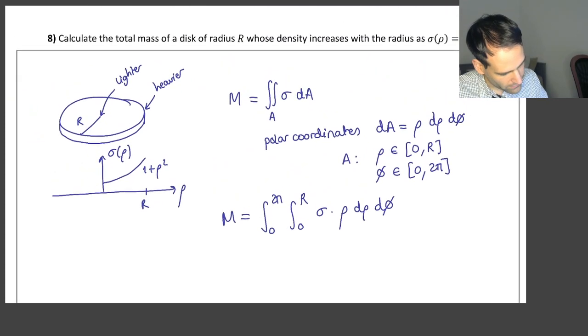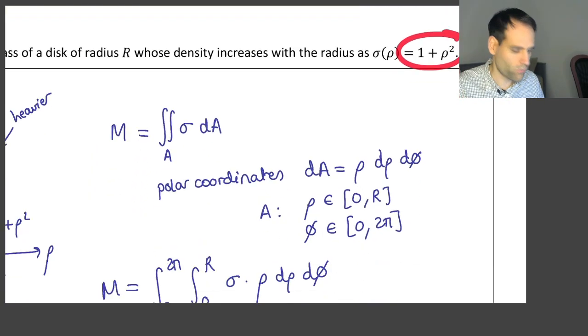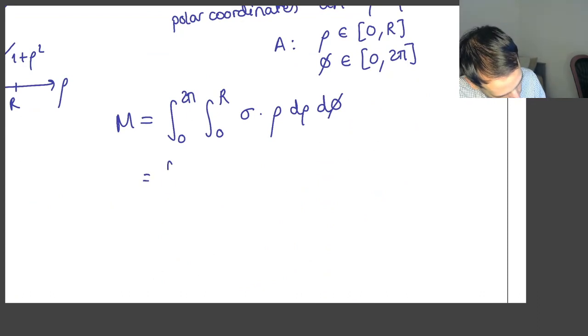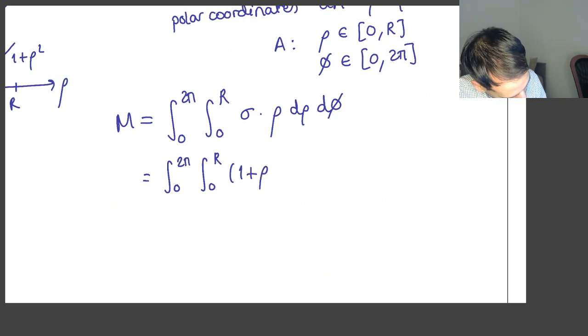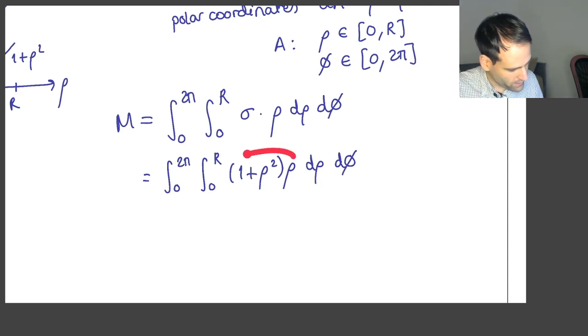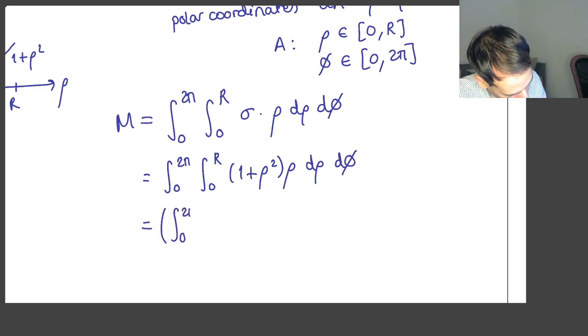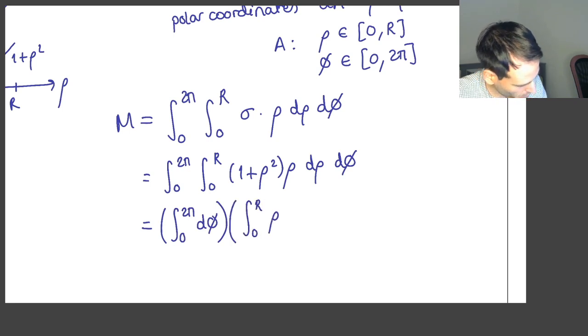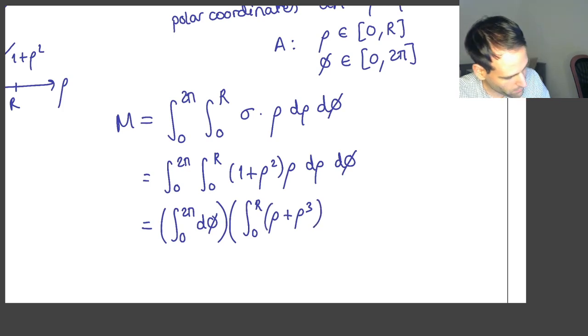But we know that sigma is this function here, 1 plus rho squared. So we substitute it, times rho d rho d phi. Now, this can be written as a function of rho times a function of phi, which is 1. So we can do separation of integrals. This is equal to the integral from 0 to 2 pi of d phi times the integral from 0 to r of rho plus rho cubed, right? I just expanded rho times 1 plus rho squared.